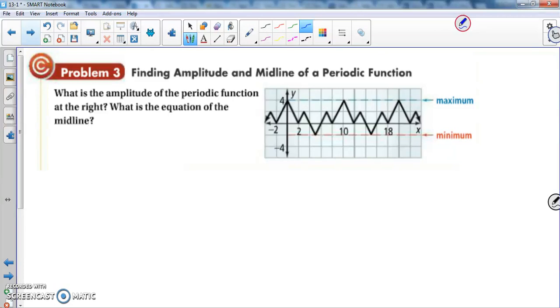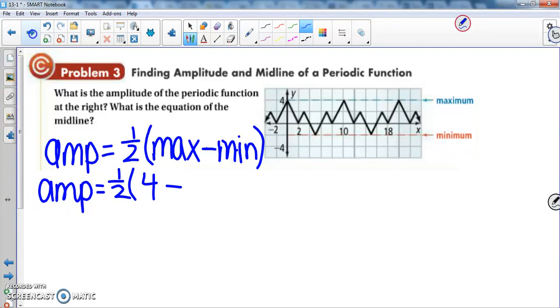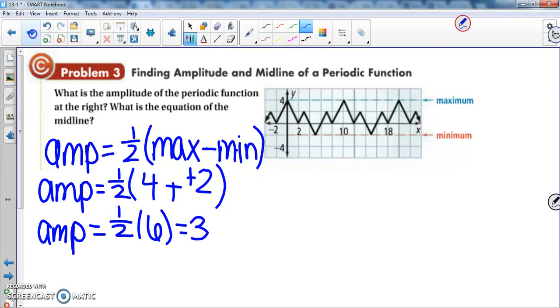So first, we are going to find the amplitude. We know that amplitude is equal to 1/2 times the maximum minus the minimum. So the amplitude is equal to 1/2 times the maximum value, which is 4, minus the minimum value, which is -2. So the amplitude is equal to 1/2 of 6, which is 3.